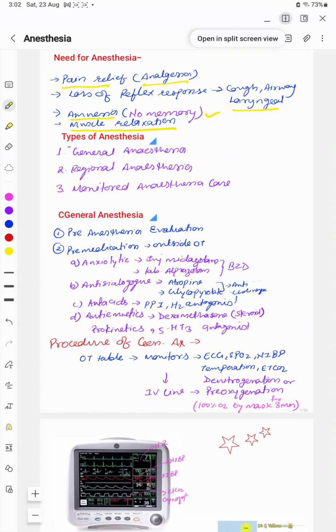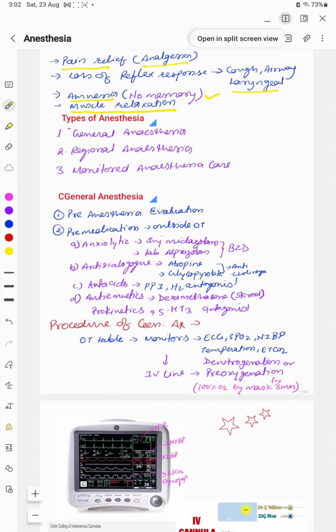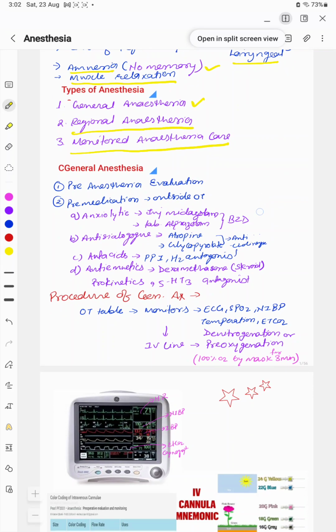Now we are going to study types of anesthesia. Types of anesthesia: general means we will give anesthesia to the whole body. And regional, any particular part. And monitored anesthesia care, where we monitor the patient, and if they need anesthesia, we will give. If they don't have any critical situation, we will not give anesthesia to the patient. We only monitor the patient, so this is called monitored anesthesia care.